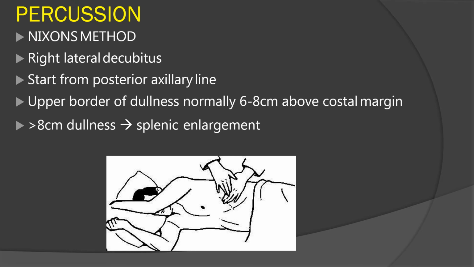Coming to percussion, it is Nixon's method. Patient is kept in right lateral decubitus position. Start from the posterior axillary line. Upper border of dullness is normally appreciated 6 to 8 centimeters above the costal margin. Greater than 8 centimeters of dullness is depicted as splenic enlargement.